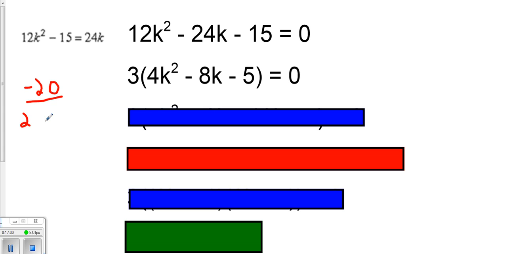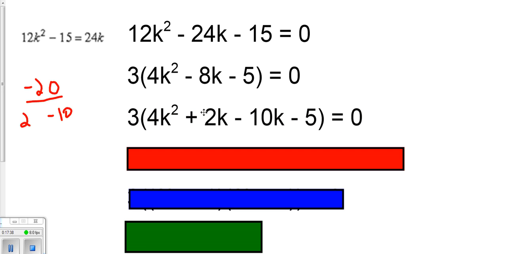That's going to be positive 2 and negative 10. Those will multiply to negative 20, add to negative 8. So this would be our equation then. From here, factor and factor, just those two groups.